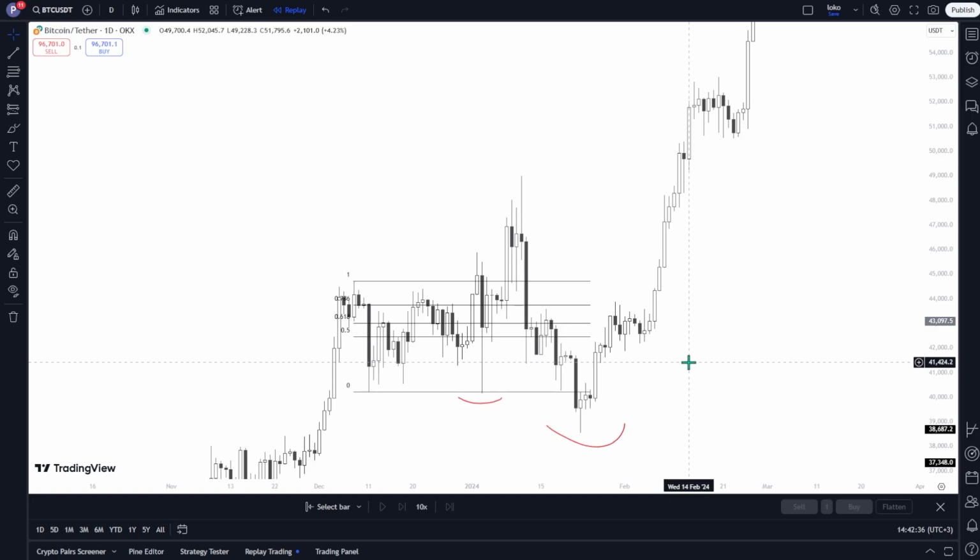Up next, I'm going to reveal how you can turn these liquidity grabs into profitable trade setups. This is where you stop being the prey and start trading like a predator.